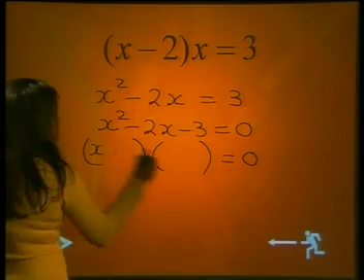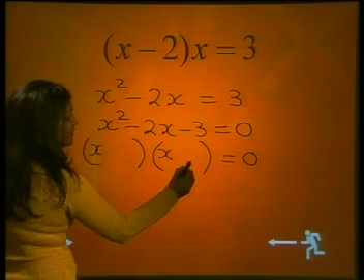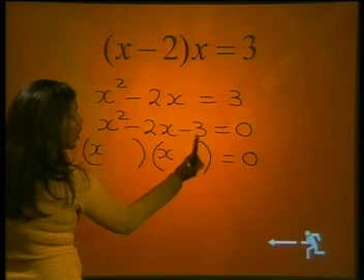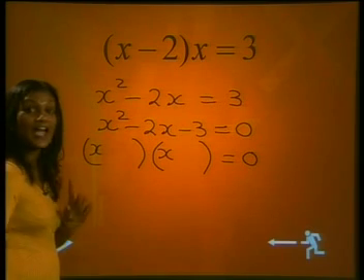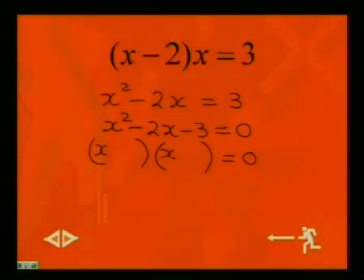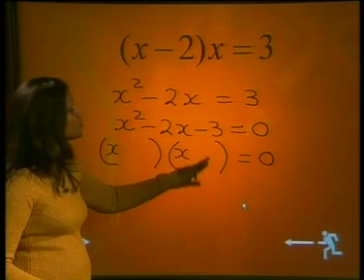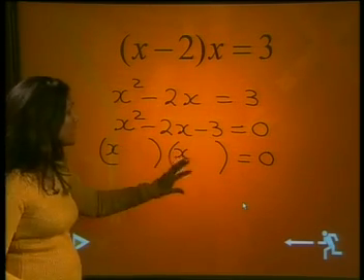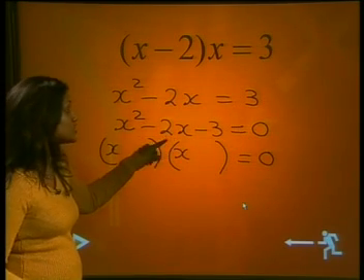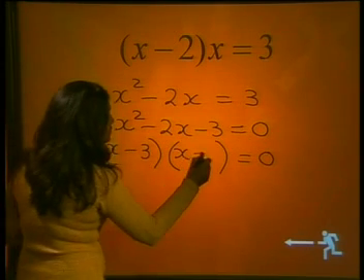We know the first term of both brackets is x. We know that these two numbers, when multiplied together, must give us negative 3. We also know the sum of these two numbers must give us negative 2. Have you found these numbers yet? Let's have a look. Negative 3 times positive 1 would give me negative 3 here. If I add negative 3x plus 1x, it will give me negative 2x, which is the middle term. So we can write negative 3 here and positive 1 here.